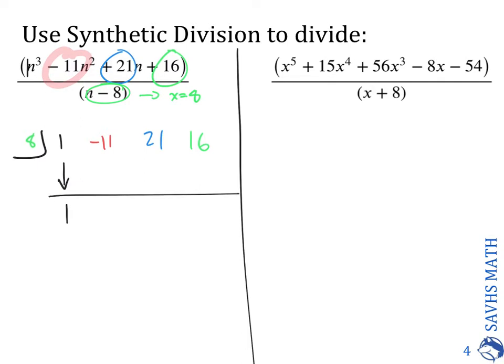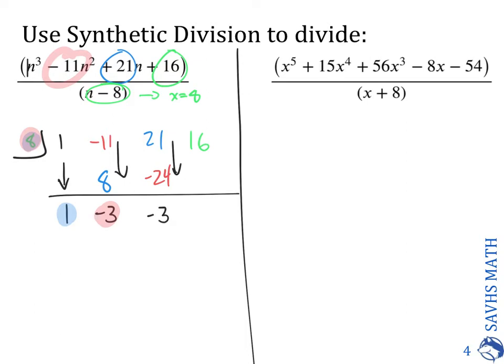Then what you're going to do is multiply. You're going to multiply this 8 times this 1, and you're going to write the result right here. I know it feels weird. I'm going to show you that this works in a second. Then you're going to add, because you're going straight down. So you do -11 plus 8, and you get -3. Then you multiply -3 times 8, and you get -24. Then, since you're working straight down, you add.